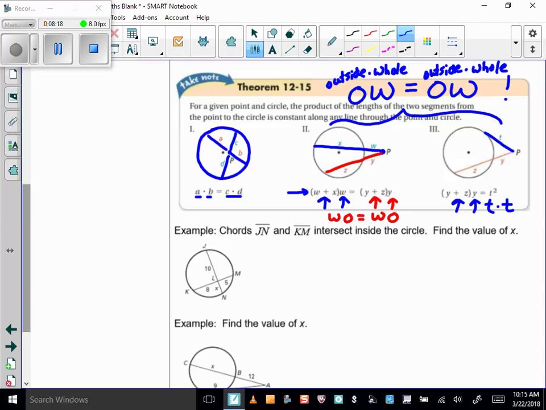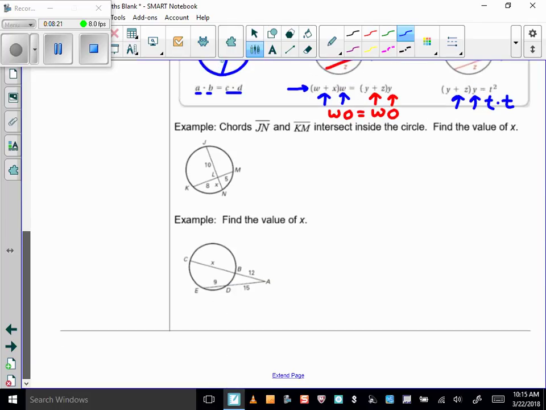All right, let's do some practice. Let's see how many we got here. How many do I want to do, and how many do I want to let you do? Okay, we'll just start, and then we'll figure it out as we go. Chords JN and KM intersect inside the circle. So this is where the first case of this theorem applies. We're going to do part times part equals part times part. That's what you do if they intersect inside the circle.